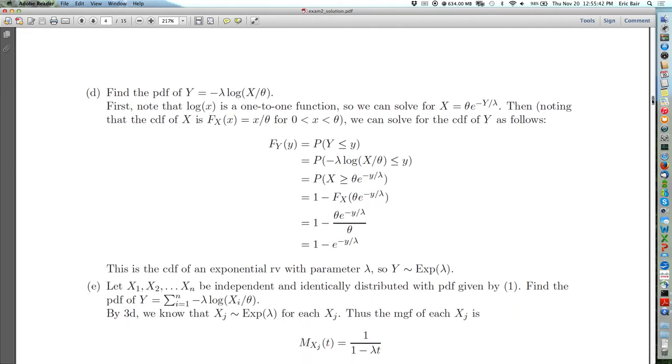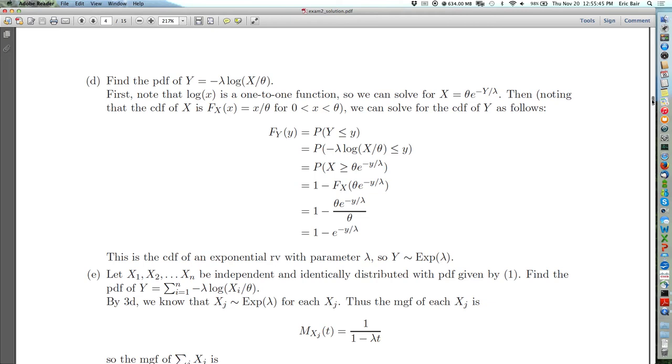Part D, most people got right, and those who didn't, it was mostly just computation errors, standard change of variables thing. You end up with something that looks like either the CDF or PDF of an exponential random variable.